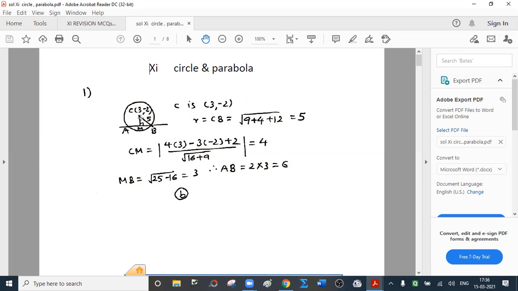Now you should know the formula for the length of the perpendicular from a point on the line. Use that to get CM as 4. Now as per Pythagoras theorem, MB is nothing but 3. Now, the perpendicular from the center bisects the chord. So, what is the length of the intercept AB? 2 times 3, that is 6. So, the correct option is B, Bombay.